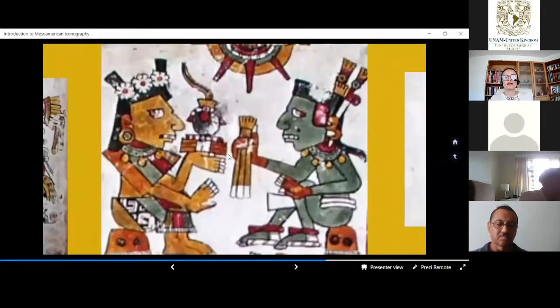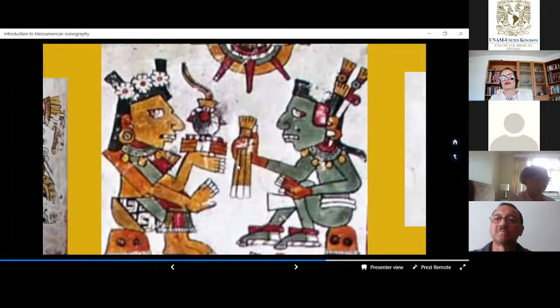So here we have another convention that is two persons facing each other, a woman and a man facing each other and giving presents. It's a convention that normally is related to marriage. So to represent marriage, normally is this convention of a couple facing each other, exchanging gifts, and sometimes in some codex, mixed codex, they are linked together. In this case, they are just facing each other.